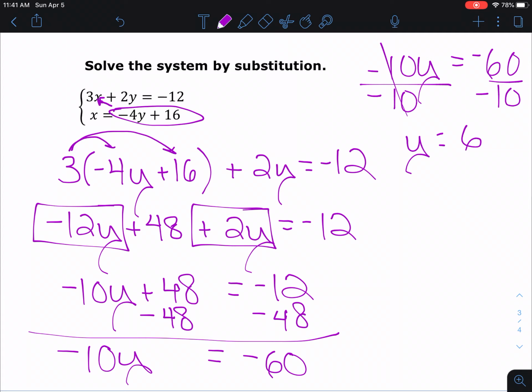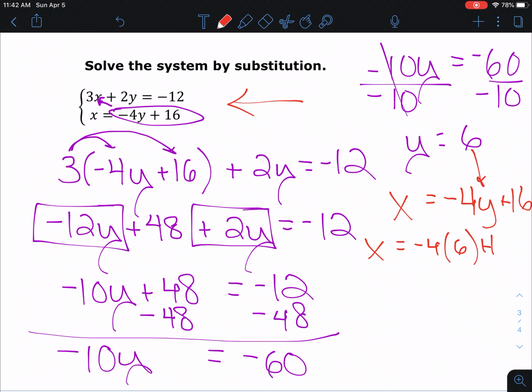Remember, we're looking for where these two lines cross, so I need an ordered pair, an x and a y. So now I'm going to solve for x. And I want to look back here at the original equations, and clearly the second one already says x equals. Well, that's what I'm trying to find. So I'm going to plug now y equals 6 into that. So we have x equals negative 4y plus 16. And we're going to put 6 right there. So I have x equals negative 4 times 6 plus 16.